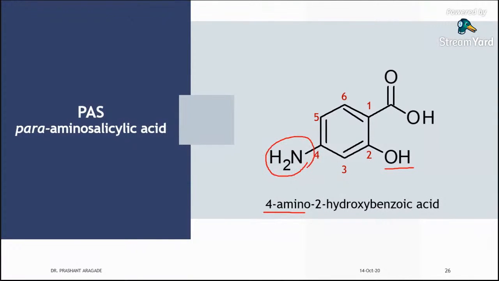4-amino. So the amino group is here at the 4 position. At the 2 position, the hydroxy group is here, and benzoic acid. So this is the benzoic acid.